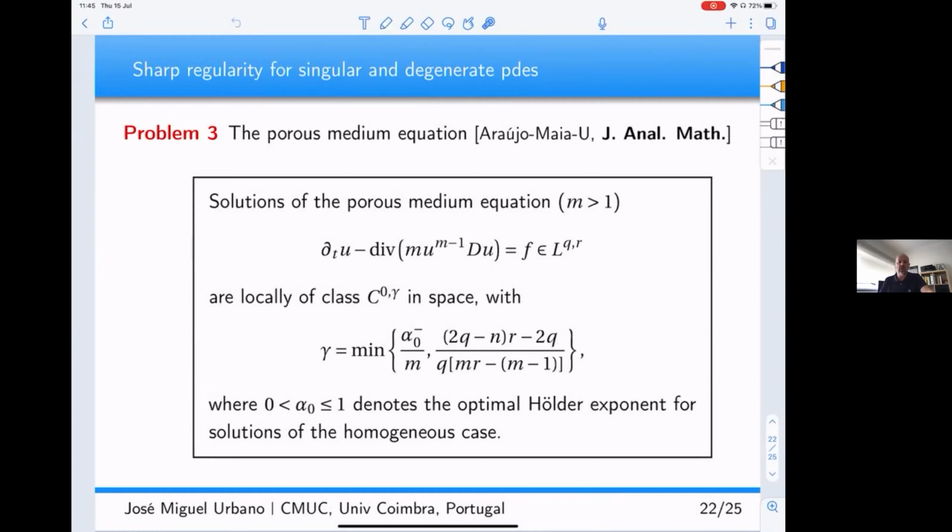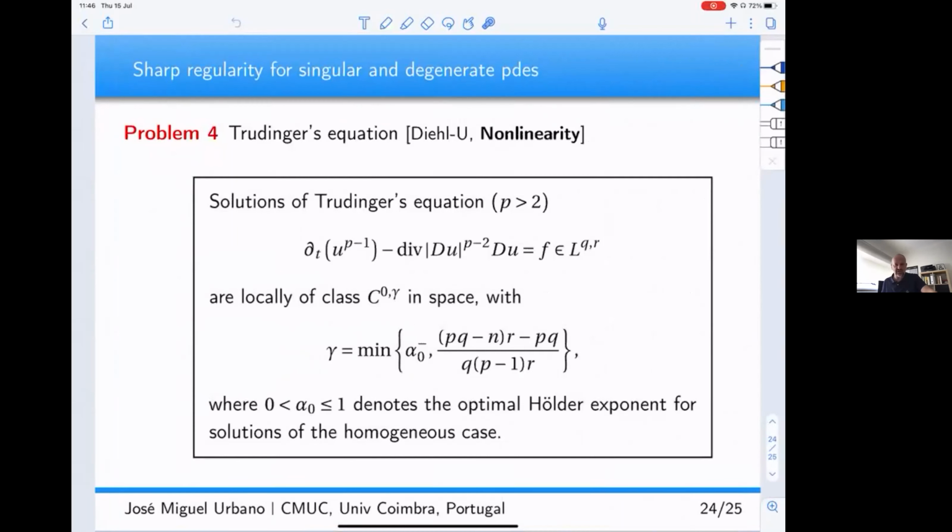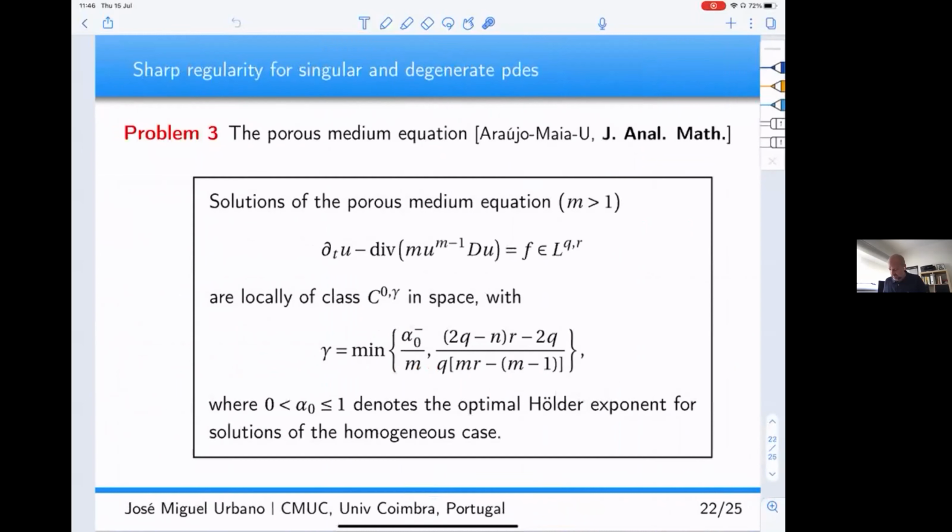In higher dimensions, we don't know what the optimal regularity is, and that's why our result depends on this unknown optimal Hölder exponent for the homogeneous case. Okay, this is basically what I just said. And we also have results for Trudinger's equation, the one that is homogeneous that I talked about at the beginning. And again, we don't know the optimal regularity for the homogeneous case. But in both cases, we obtain explicit expressions for the Hölder exponent, depending only on the data of the problem. And all these things somehow match what we know already.